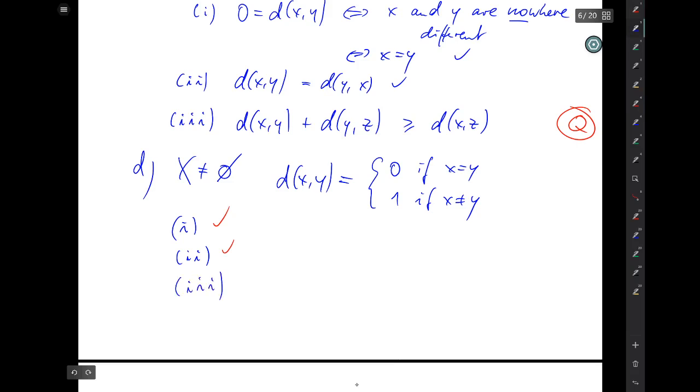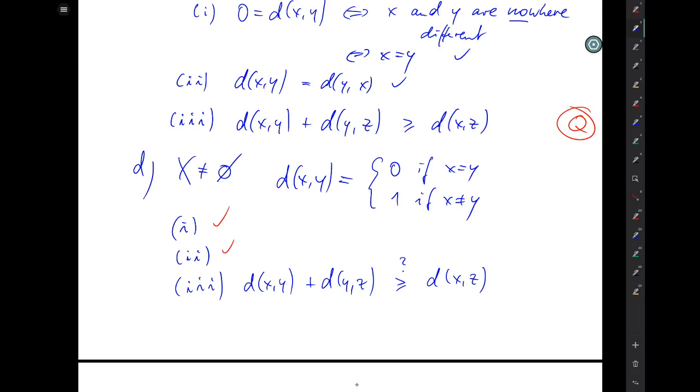The triangle inequality. Okay, I could post this as another extra problem, but let's be serious. We should do something here also. So d of x comma y plus d of y comma z. Is this really always greater than or equal to d of x comma z, no matter what x, y, and z is?